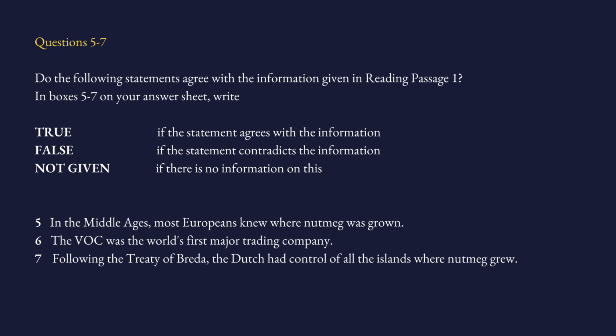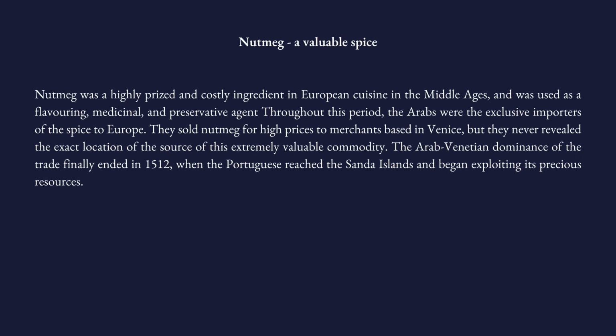5 to 7 is different. We have 3 sentences. We're going to read them and decide whether they are true, false, or not given, which means that it's not mentioned in the passage. So, number 5. In the Middle Ages, most Europeans knew where nutmeg was grown. What are the keywords? The keywords are Middle Ages, Europeans, where, that means the location, nutmeg, and grown. We will be looking for these words. Let's go to the passage.